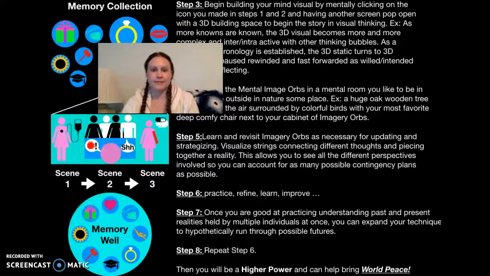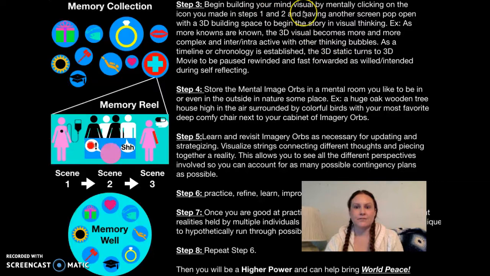Three is to begin building your mind visual by mentally clicking on the icon you made in steps one and two, and have another screen pop up with a 3D building space to begin the story and visual thinking. You want to create the shell of the memory, understand that what you're about to be experiencing is going to be placed into that memory ball, or memory shell ball, whatever. And then after, when you're self-reflecting, you want to bring up another screen in your mind and have the scene play out like a memory movie.